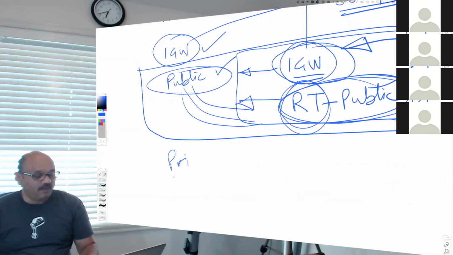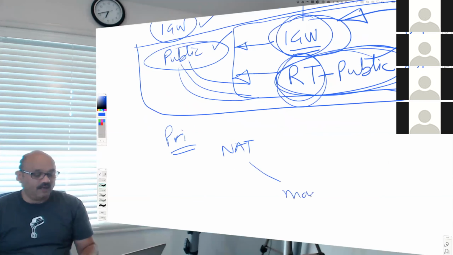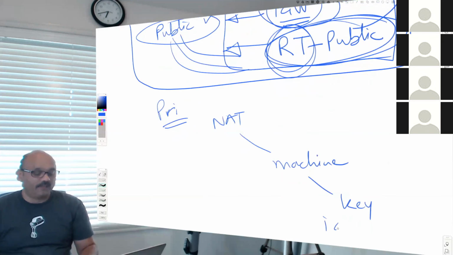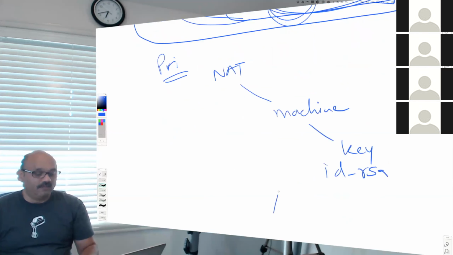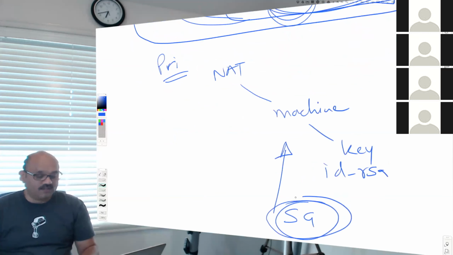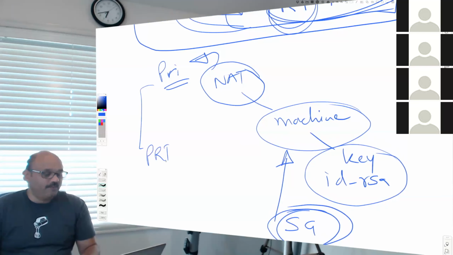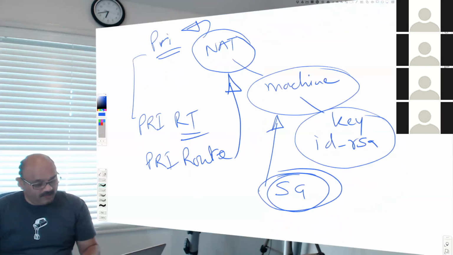Now, what I want to do next is, in order for us to create a private subnet, we need to have a NAT device. To have a NAT device, we need to have a machine created. The machine needs to have a key pair, like id_rsa. And also, you need to be able to connect to the machine, which means we need a security group. So the security group has to be done, id_rsa has to be created, a machine has to be created and converted into a NAT device, and then we can create a private subnet, which will have its own private route table and a private route. And this route will go through the NAT device. So these are dependencies that we need to worry about.